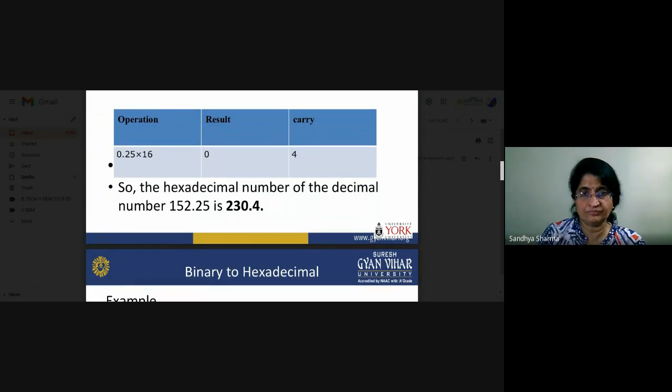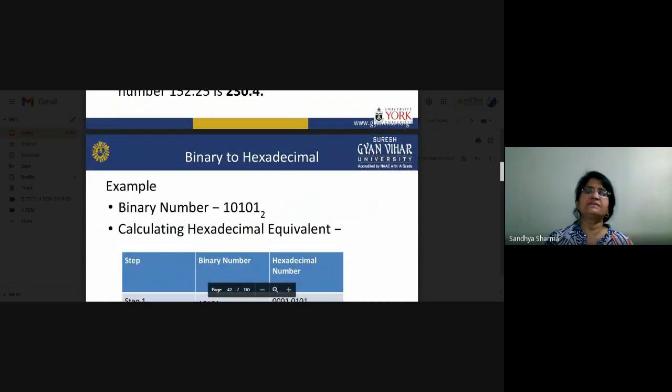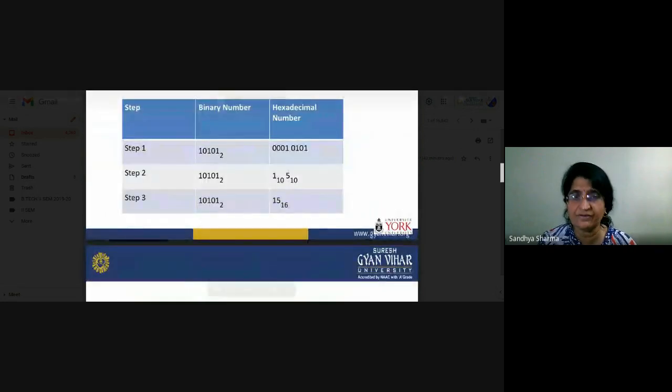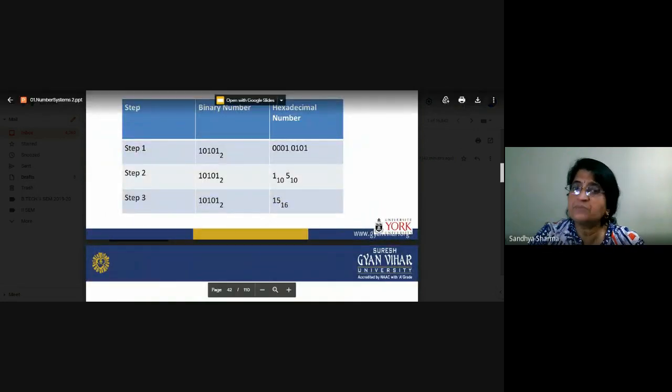Okay. Now again there may be conversion of binary to hexadecimal. Suppose you are given a binary number, and you have to convert it into hex. So now what will happen? In the octal number system, you will make pairs of 3. Now in the hexadecimal number system, you have to make groups of 4.